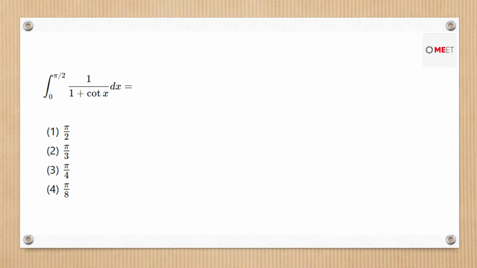Moving to next question. Here we need to write it in terms of sine and cosine functions. That is the integral from 0 to pi by 2. Instead of cotangent of x, we can write it as cos x by sine x. So if we take the LCM, sine x will go in the numerator divided by cos x plus sine x.